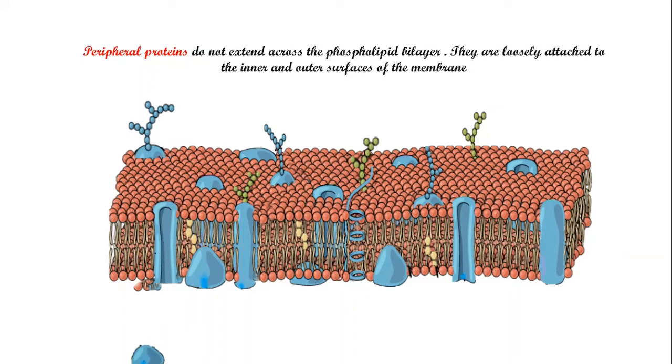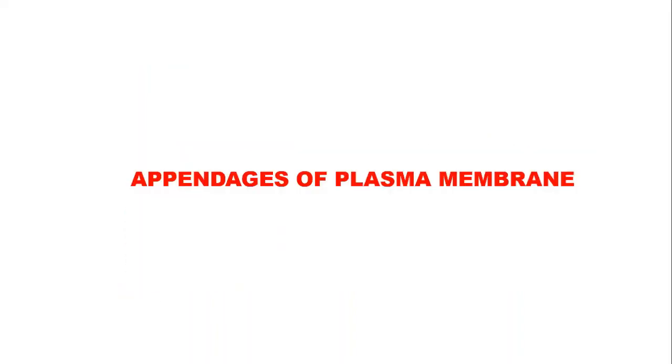They are loosely attached to the inner and outer surfaces of the membrane, either to integral proteins or phospholipids. Unlike integral membrane proteins, peripheral membrane proteins do not stick into the hydrophobic core of the membrane and can be easily separated. Next, we will discuss the appendages of the plasma membrane.